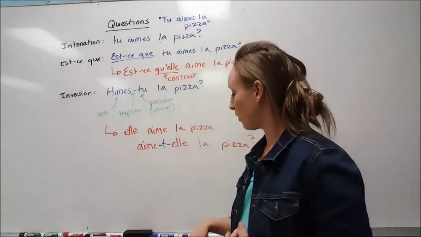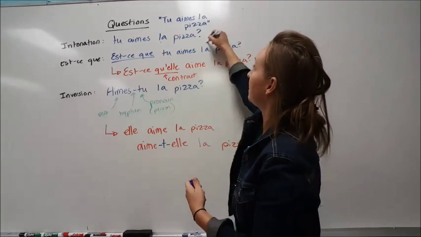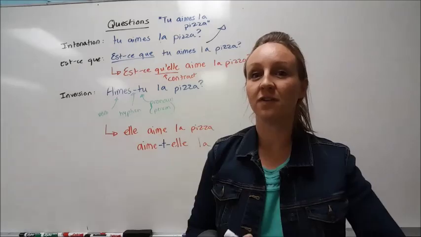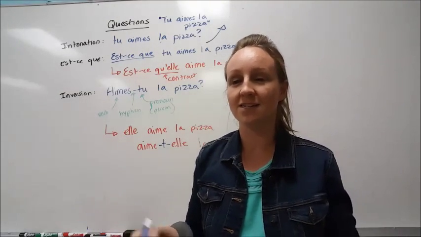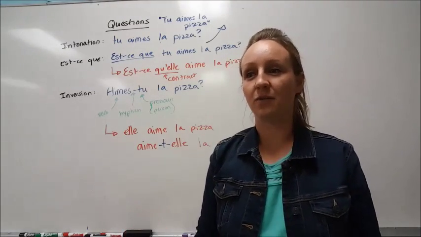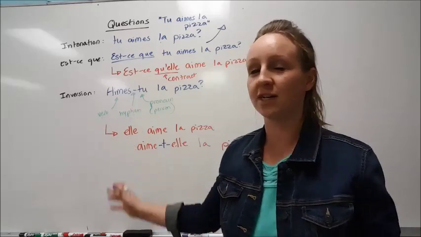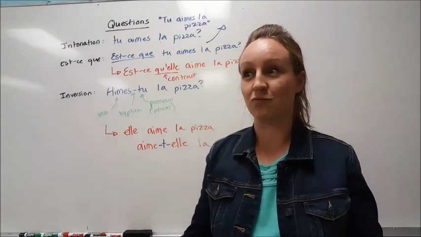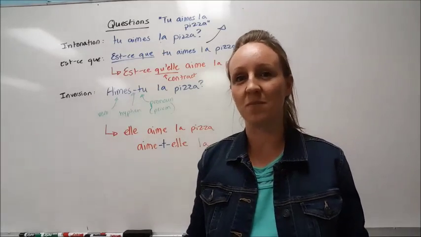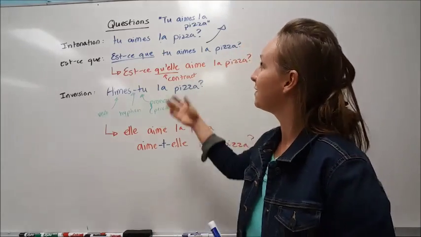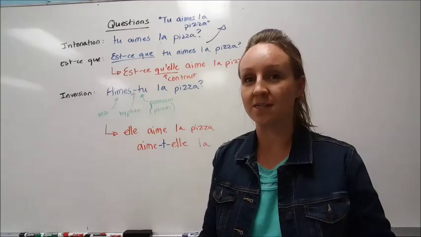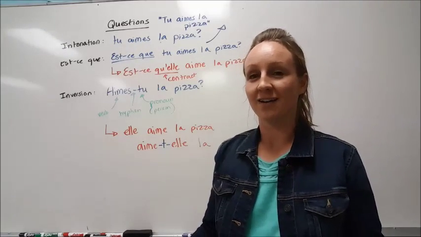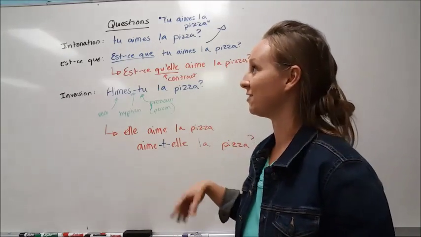make it a question. What intonation does is it's the intonation of your voice. You just go up at the end of the sentence and there's your question. So let's say you're just looking outside and you say, it's raining. But then you make it a question, it's raining? You just simply make your voice go up at the end of the sentence, and there you go. So instead of just basic, tu aimes la pizza, now you say, tu aimes la pizza? and you make your voice go up. That's intonation.